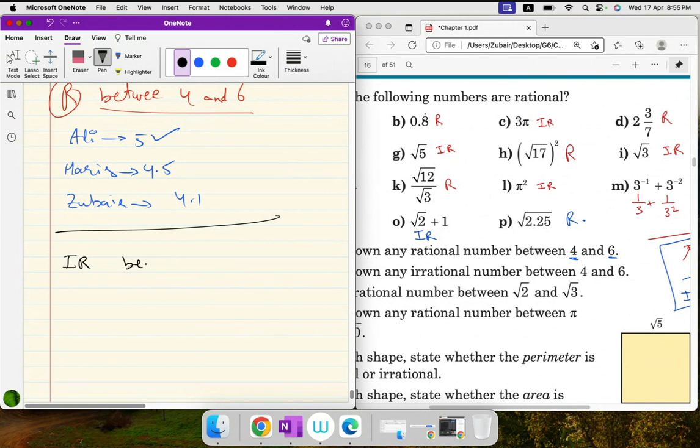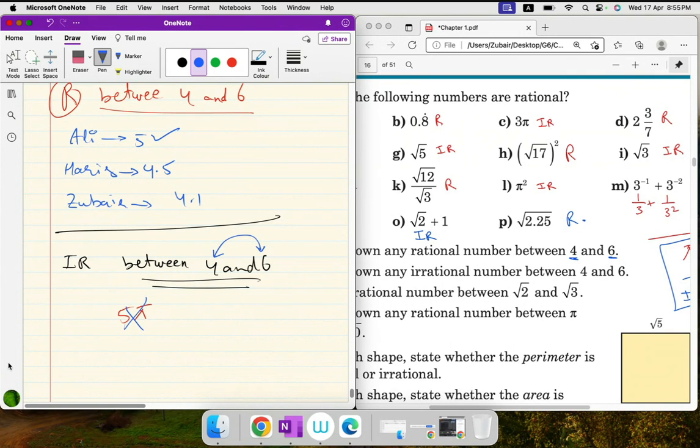Mention an irrational number between 4 and 6. Okay, so 5 pi. Haris, what is the value of pi? 22 over 7, roughly 3.14 something. Multiply 3 with 5, this will be 15. It is not between 6 and 4.